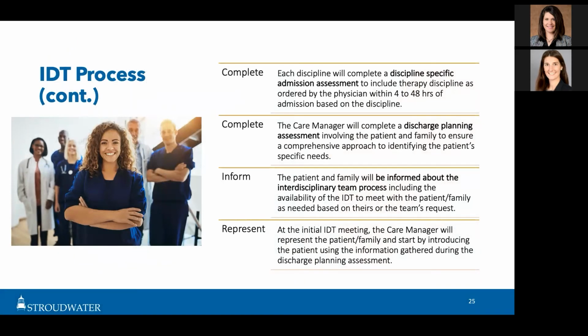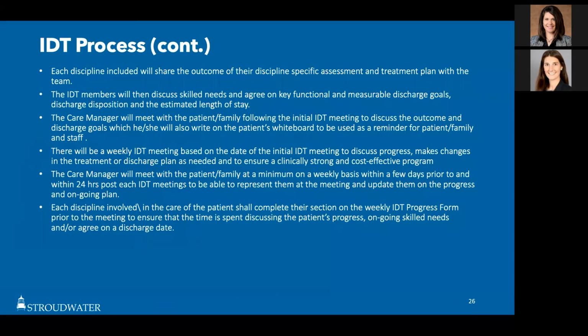What are the items this team is going to complete, whether it's an admission assessment done by each of the disciplines on the interdisciplinary team, or the discharge planning assessment involving the patient and family? How does that work? How do we inform the patient and family about the process we've laid out? These are some of the key steps within this process. And again, sorry for all the words. This is the type of material you get when you look at policies and procedures, as I'm sure you all know. But again, how are we going to share some of the outcome data within our team? And the schedule of meeting with the patient and family.